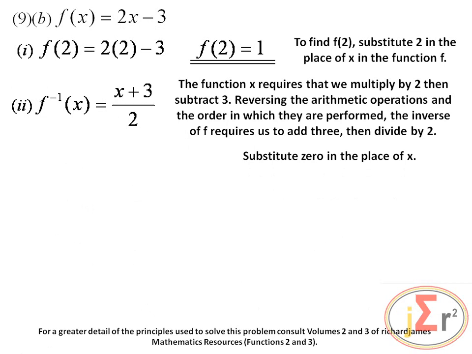We will continue to find f inverse of 0. To find f inverse of 0, all we need to do is substitute 0 in the place of x in this function f inverse of x. So we substitute 0, we have 0 plus 3 divided by 2, which is 3 over 2, and that's all there is to it.